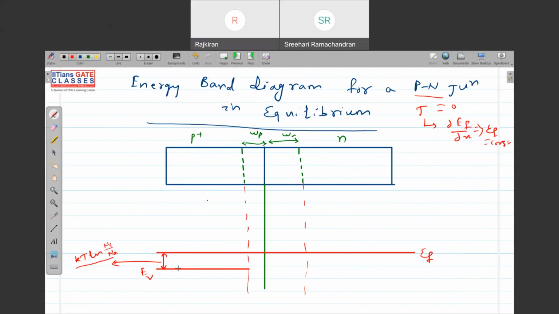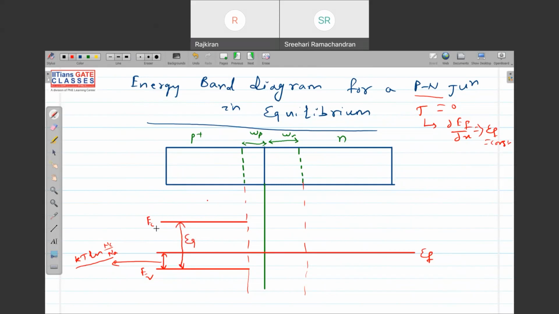If I know EV, I have to go up by the energy gap to get EC. So from EV I have to go above. This is my EC. If you get EV, how to get EC? You have to go up from here by the energy gap, this is my EG, to reach EC.